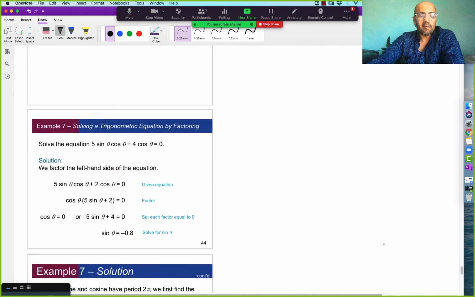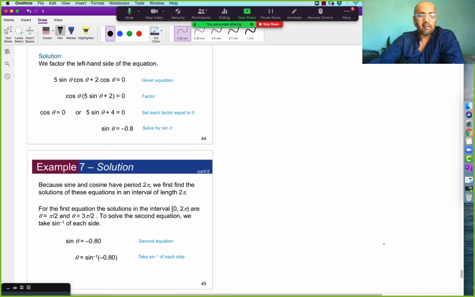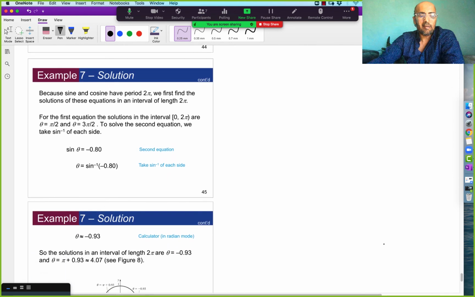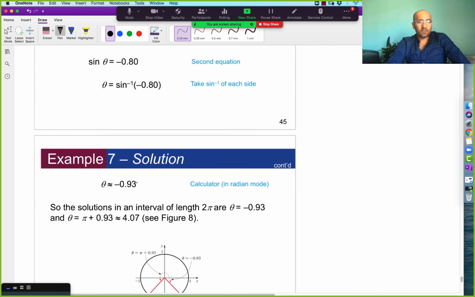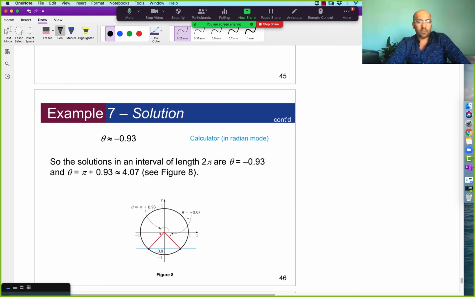Let's double check that's what the author did. Factored, we have cosine of theta equals 0, we have sine inverse of 0.8. So they left it in radians. So negative 0.93 in radians, quadrant 4, then pi plus 0.93 gets you to quadrant 3. This is a good graph. Let me zoom in on it. So instead of degrees, the author left it in radians. This is in quadrant 4. So here it is, negative 0.93. Good. If you go all the way around, we end up with positive 0.93 plus pi to get to this one, quadrant 3.